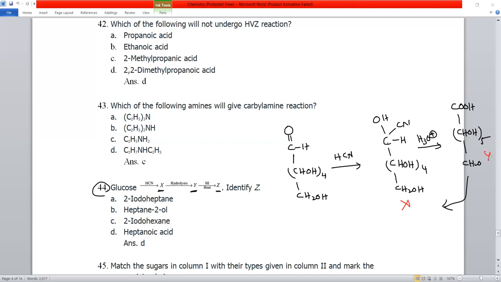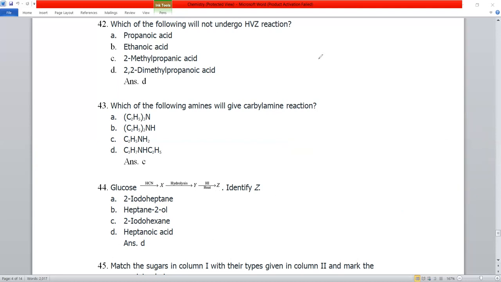This is the Y compound we have got, and the Z compound is to be identified, right? Z compound is what is written here? HI in presence of heat, nothing but a reducing agent. Here all alcohols will undergo reduction. So we'll get COOH and here CH2 taken 5 times and here should be the CH3. So total how many carbons we have here? 7 carbons. Heptanoic acid we will get. Option D is the correct one.